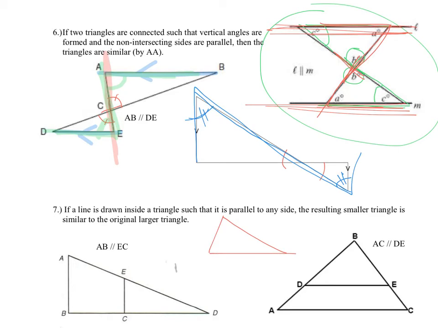If we make a line inside this triangle that's parallel to any one of my sides, I'm going to make it like this. So if these are parallel, then the smaller triangle, so this triangle right here, is going to be similar to the big triangle, to this triangle here. That will happen every time. Every time you draw a line inside the triangle that's parallel. Well, why is that happening?